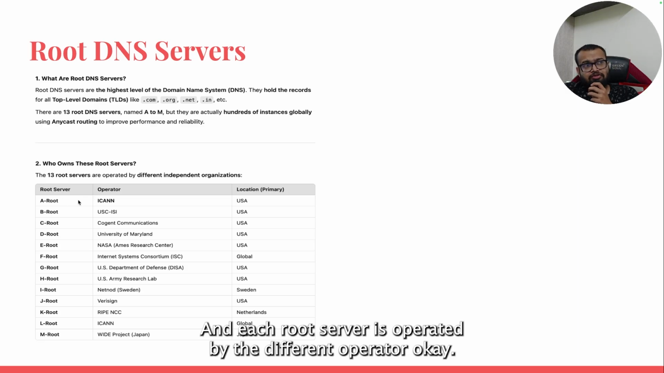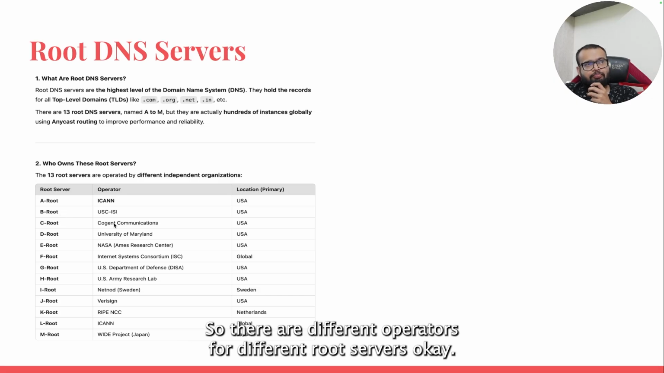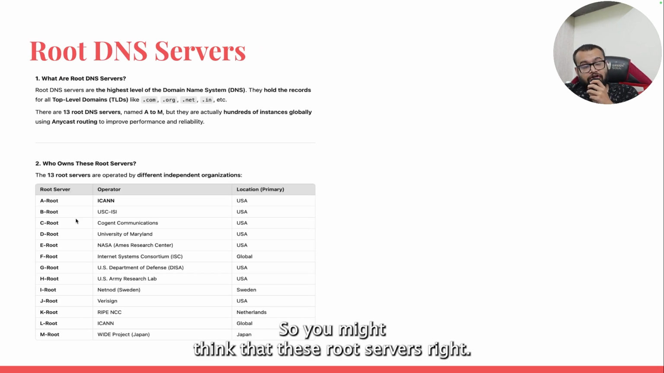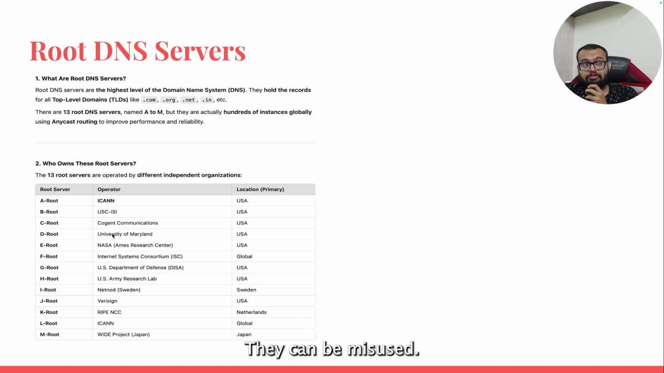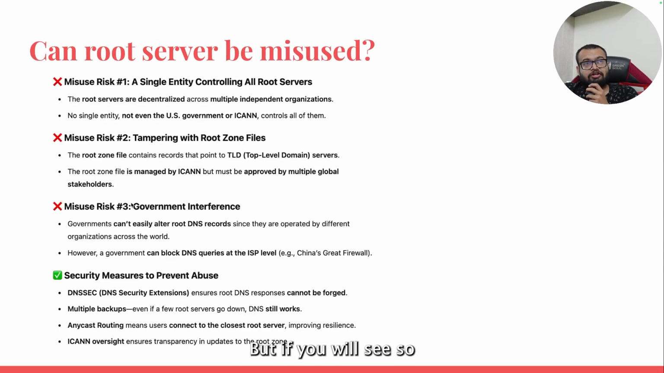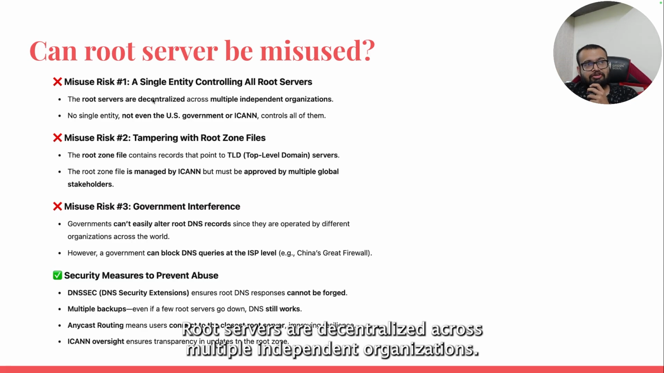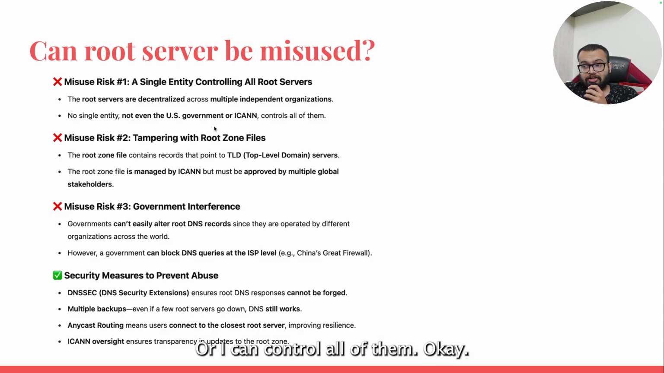Okay, and each root server is operated by a different operator. It is operated by ICANN, B root server is operated by this. So there are different operators for different root servers. Now you might think that these root servers can be misused by these operators. But if you see, a single entity doesn't control all the root servers. Root servers are decentralized across multiple independent organizations. So you cannot say that the US government controls all of them or ICANN controls all of them.